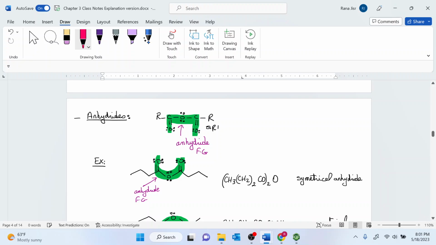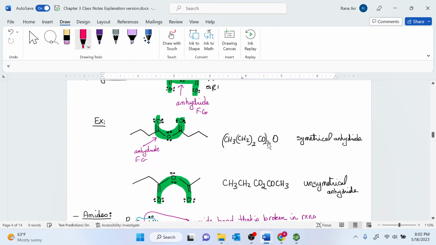Another type of functional group is anhydrides. Anhydrides are made up of two carbonyls connected by an oxygen. You cannot separate them. So whenever you have an anhydride, please highlight it all. This is not two ketones and an ether. This is an anhydride functional group.